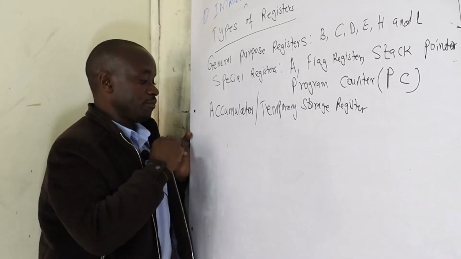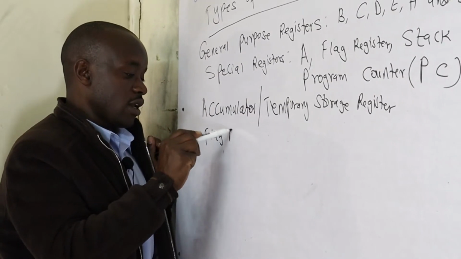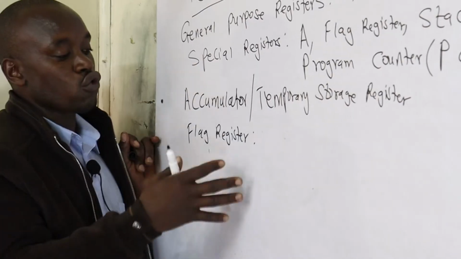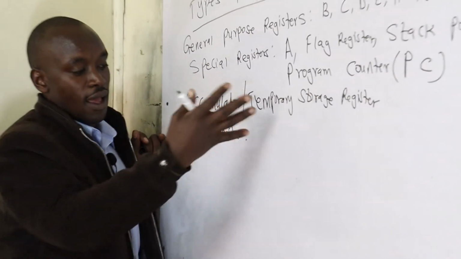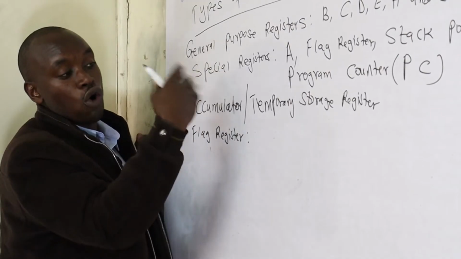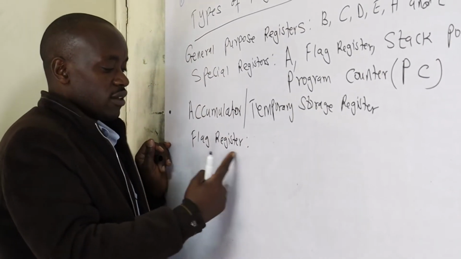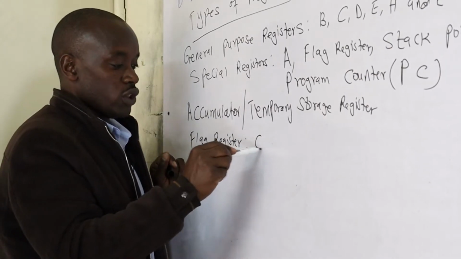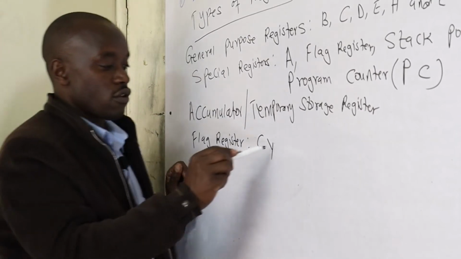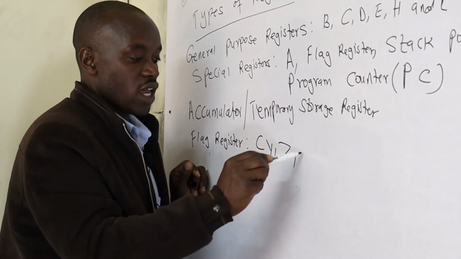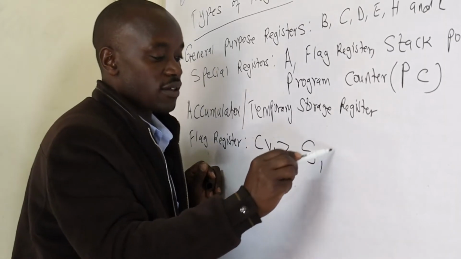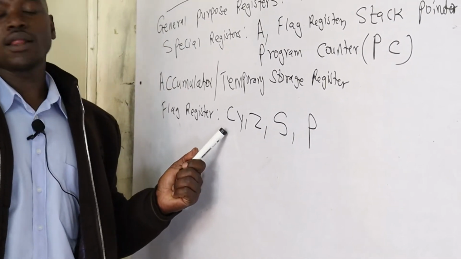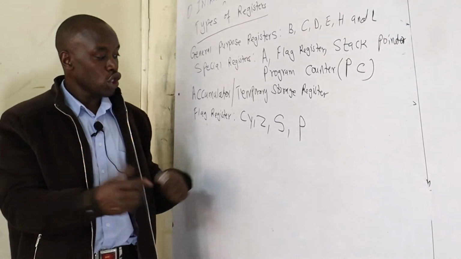We have the flag register. The flag register will hold some flags which show conditions that are going to affect our processor or our operations. In 8080/8085, we have different types of flags. We have the carry flag, which we label as CY. We have the zero flag, which is Z. We have the sign flag, which you call S. We have the parity flag, which you call P. The carry flag will indicate whether there was a carry during addition or there was no carry.